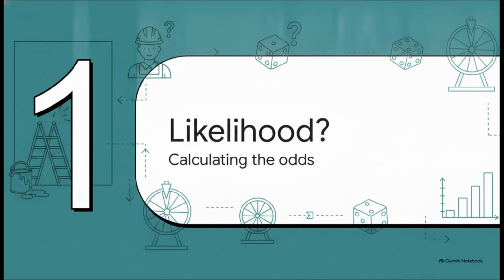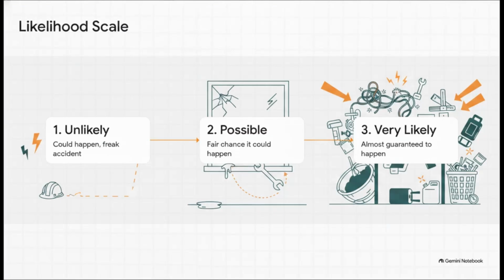Section 2, likelihood. So, with severity out of the way, we have to figure out the likelihood of the accident happening. And just like with severity, there is a simple 3-point scale. Step 1 is unlikely, basically a freak accident. Step 2 is possible, meaning there's a fair chance it could happen given the circumstances. And Step 3 is very likely, as in, it's almost guaranteed to happen if the environment doesn't change.